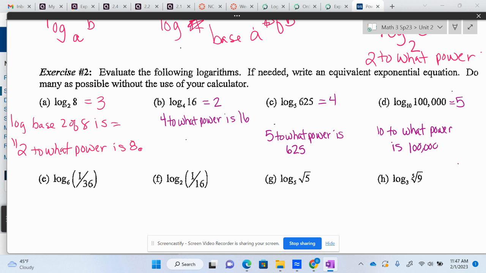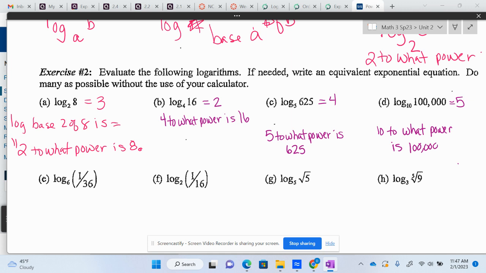Do you guys feel like you are understanding what's happening here? The base is the lower number, the subscript. The exponent is what it equals. And the base to the power is where we're getting the log base 2 of. That's the of term. So let's read example E.